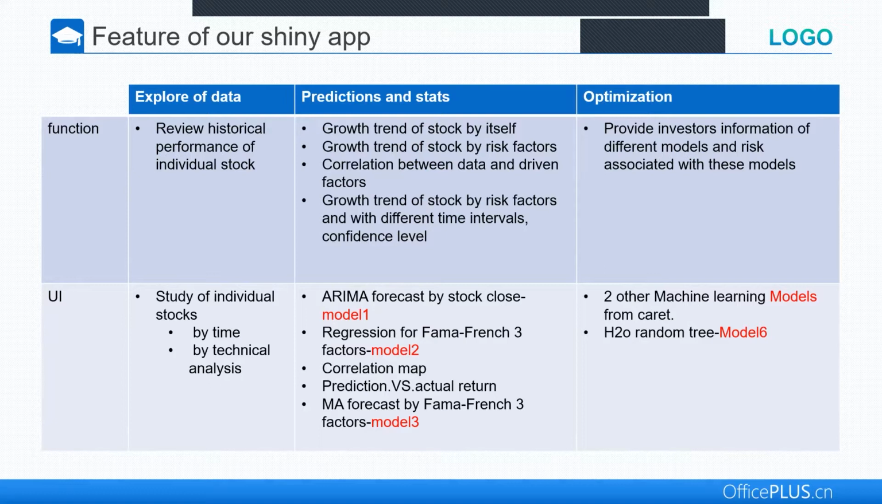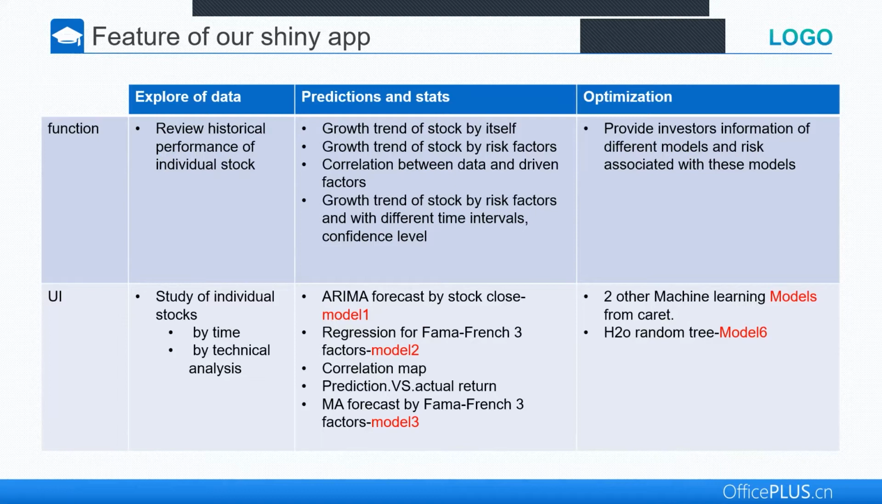Each model has a different purpose. The ARIMA model identifies the growth trend of the stock itself. The regression model tends to find the relationship between the growth of the stock and the risk factors. And the moving average forecast identifies whether there are seasonalities in those stocks. We also have some stats shown: the correlation matrix, and the prediction versus the actual return using the models we generated. And the third part is about the optimization.